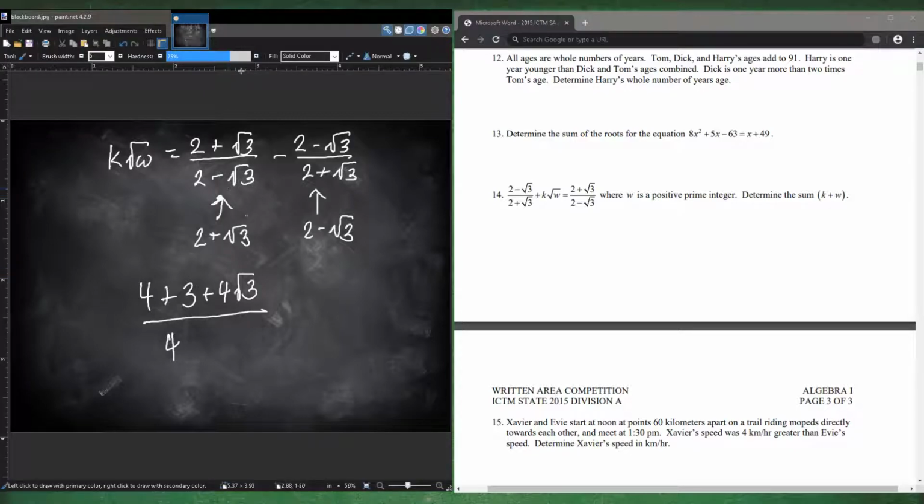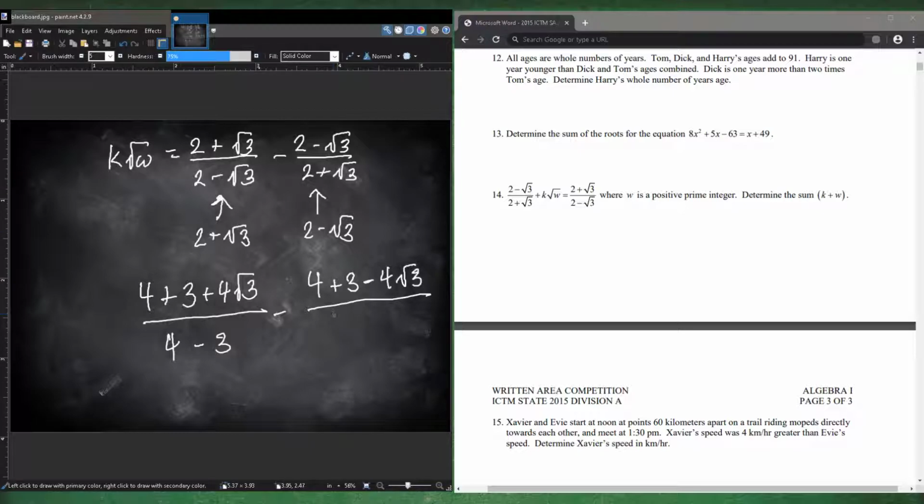2 negative square root 3, 2 square root 3, those cancel each other out. And then negative square root 3 times square root 3 is minus 3. Now we do the same thing here. 2 times 2 is 4. Negative square root 3 times square root 3 is 3. 2 times negative square root 3 is just negative 4 square root 3.